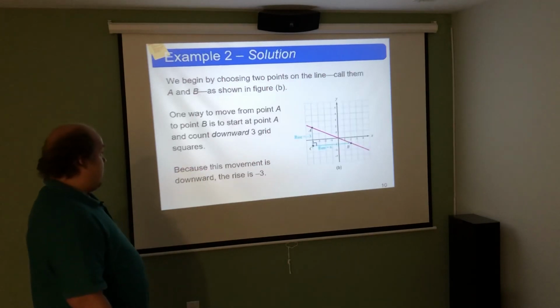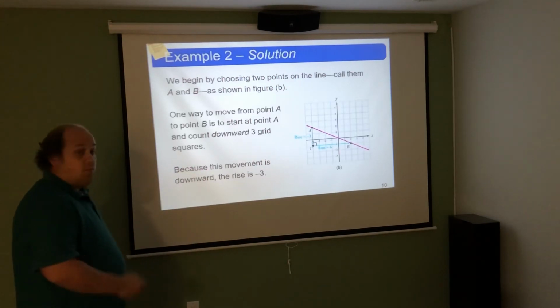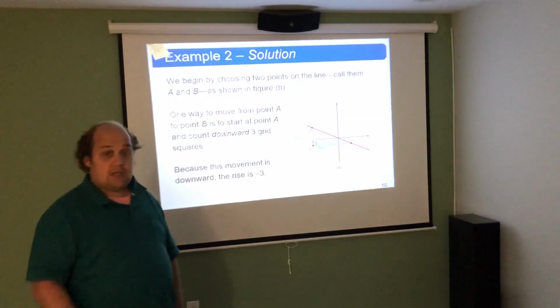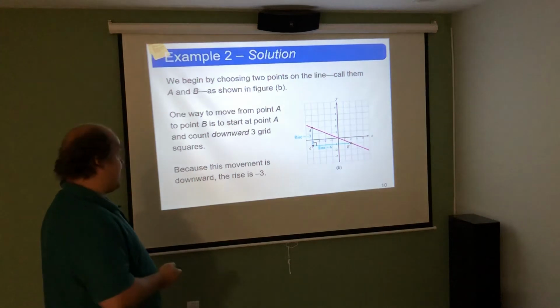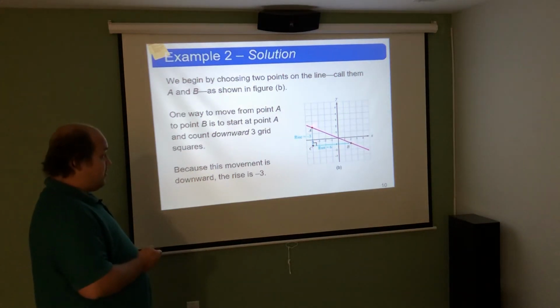So they're going to pick their 2 points. They pick different ones than me. That's absolutely fine. As long as you pick points that are happening at a corner, you'll get the same correct answer. So where they pick is over here at the point negative 4, 2, and down here at the point 2, negative 1.